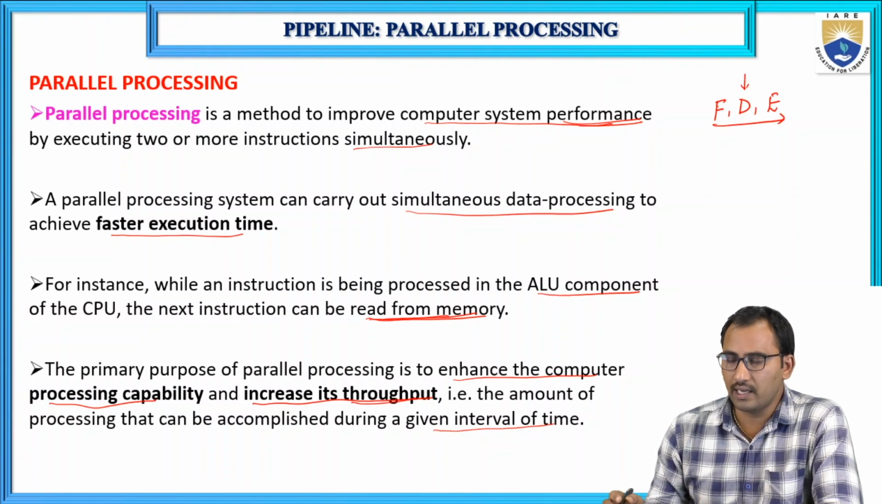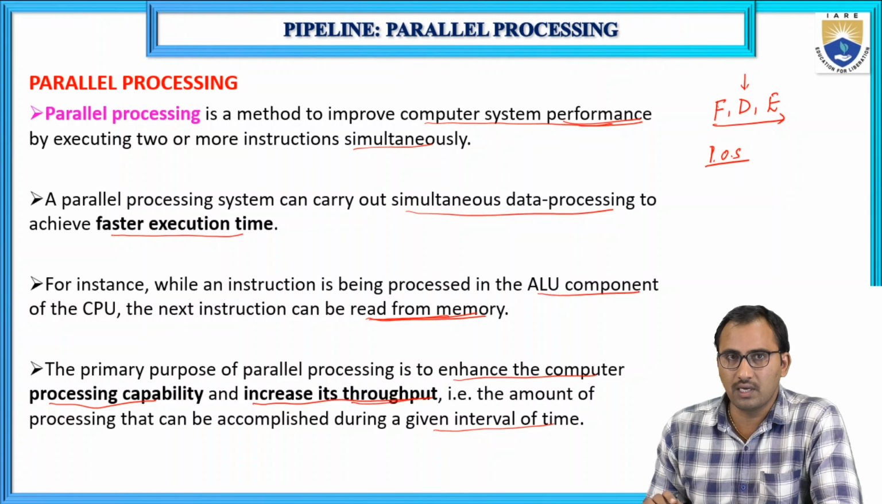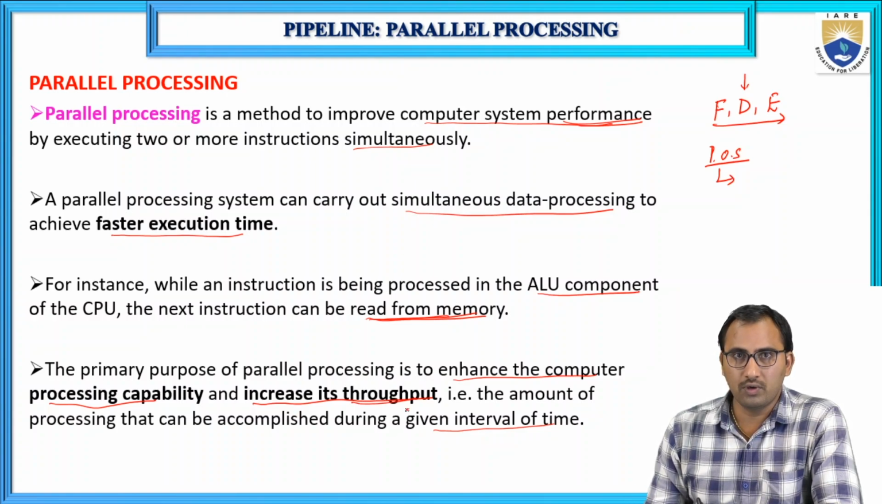Suppose you consider a POS machine, a point of sale machine. Using it, we can swipe a debit card or credit card. Per second, how many swipes are performed through the POS machine, that is, the number of transactions per second, determines the throughput of the POS machine. In this way, throughput can be determined.